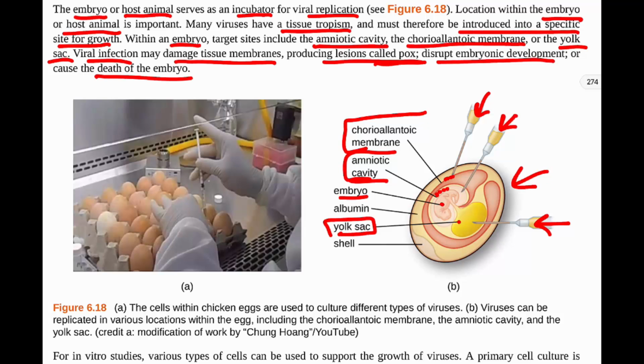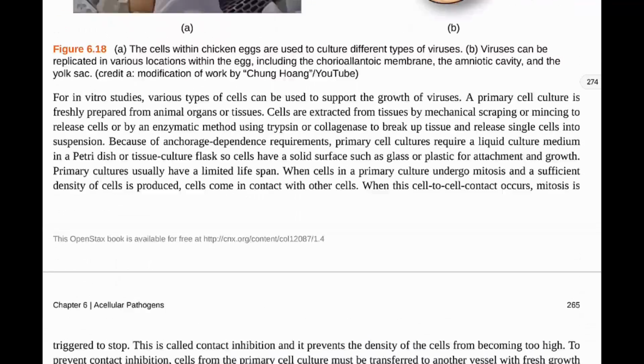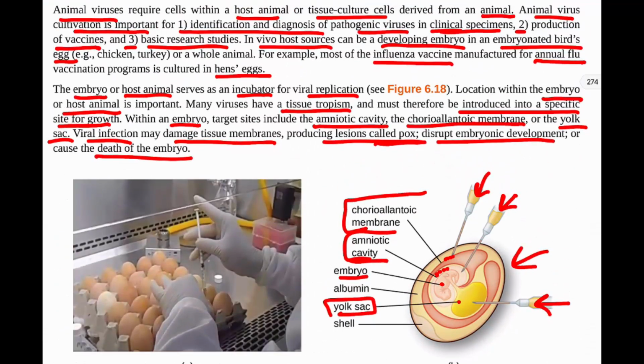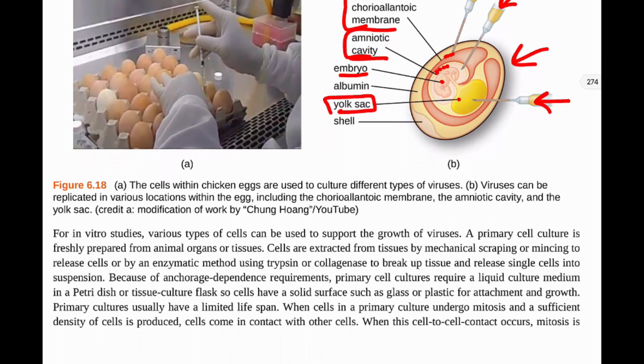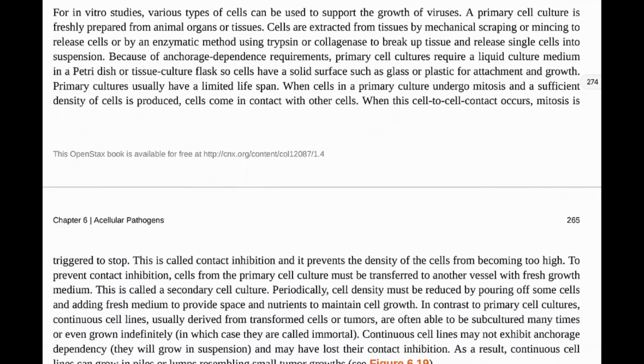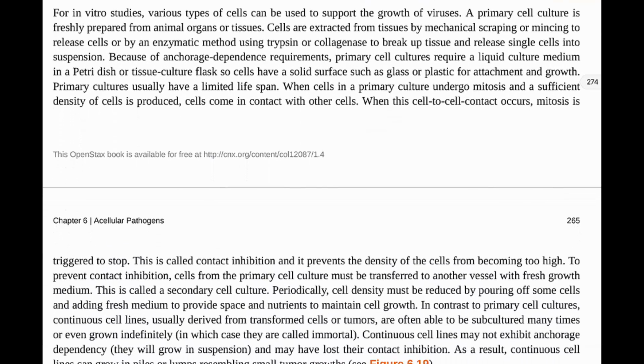So that was in vivo, right? So we were talking about in vivo, how to study animal viruses in vivo, and that would be using eggs and using it to cultivate. And we do see that used a lot in vaccinations. Specifically, every single year we have this flu vaccine that comes out, and that's done in hen's eggs.